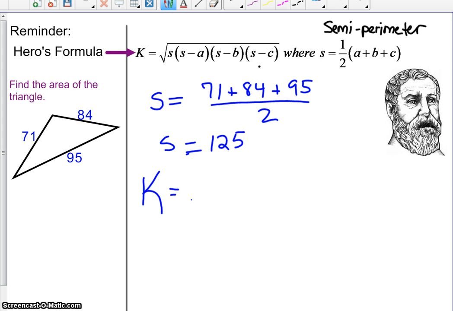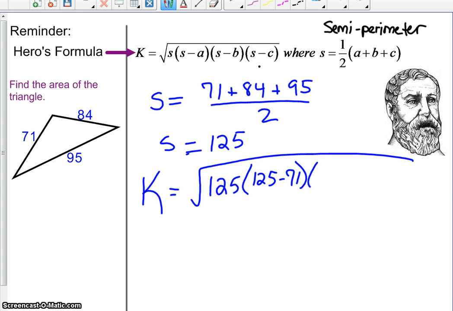My K would equal the square root of s, 125, and then I just need to take 125 and subtract all three sides, just making sure I subtracted each and every side. Okay. And then I just can plug this into my calculator really exactly as it appears here. All right, let's give that a try.